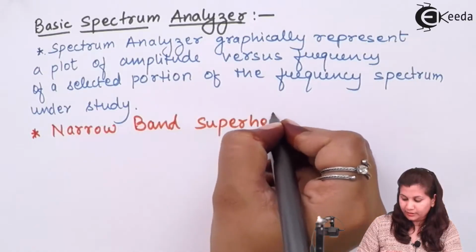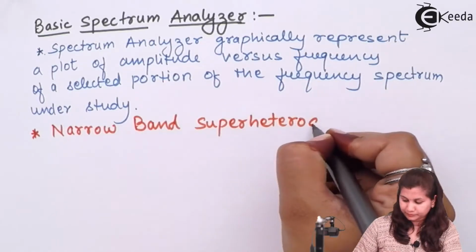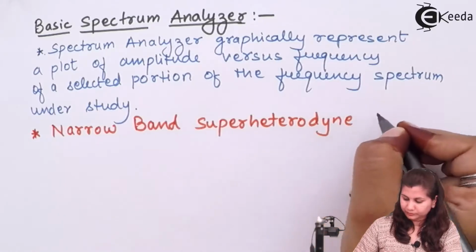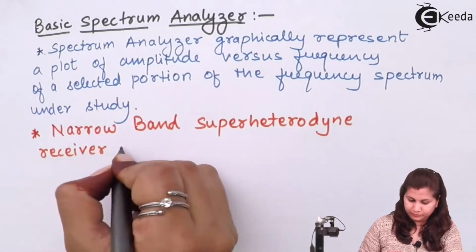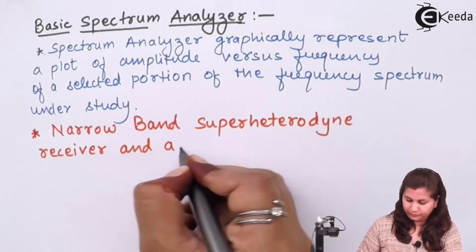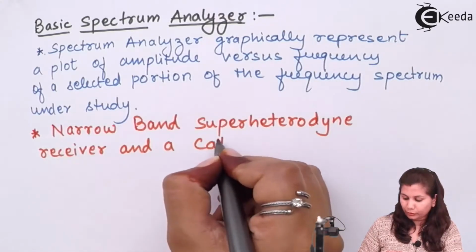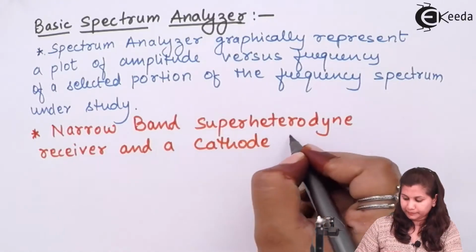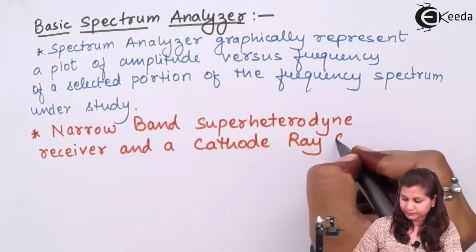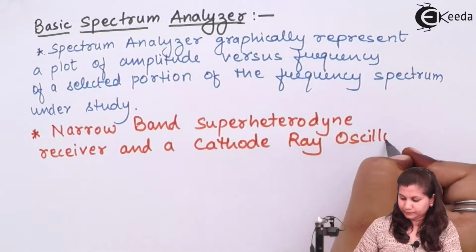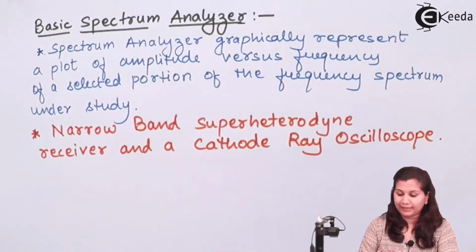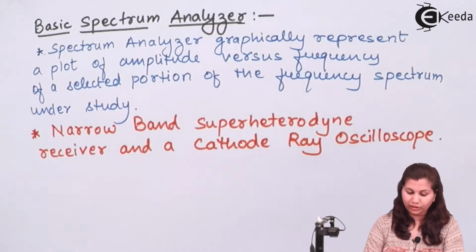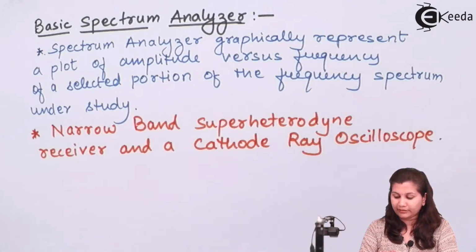super heterodyne receiver and a cathode ray oscilloscope. So a basic spectrum analyzer will consist of a narrow band super heterodyne receiver and a cathode ray oscilloscope.